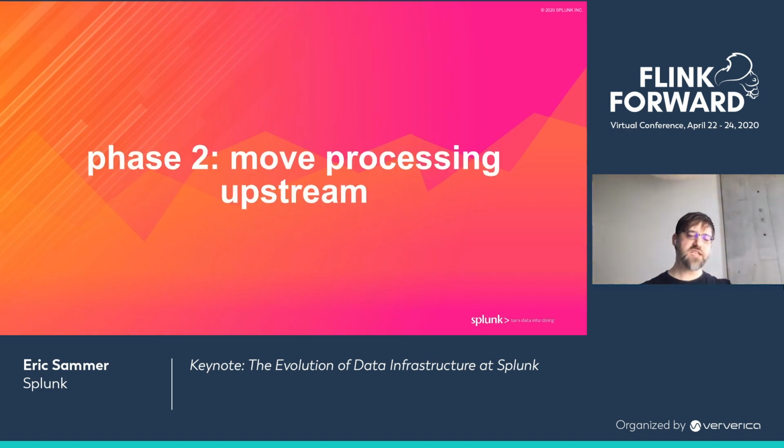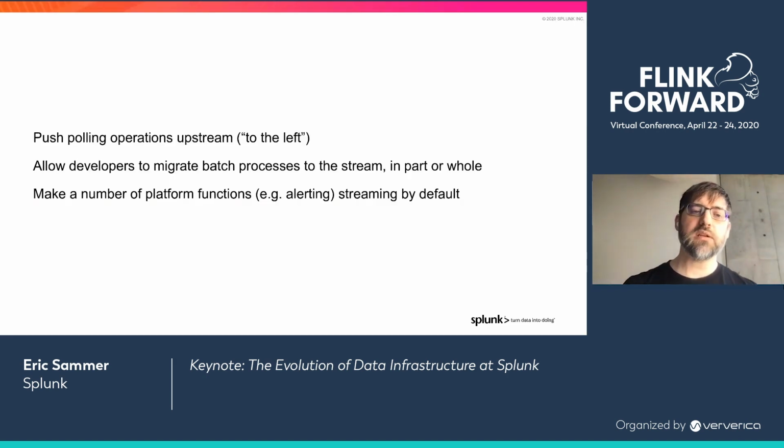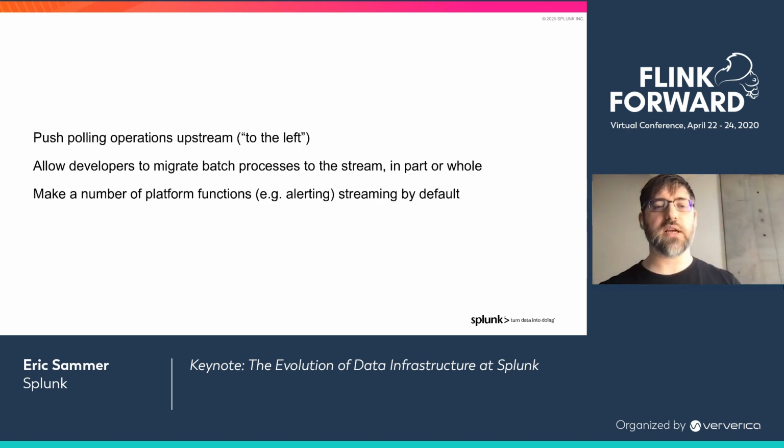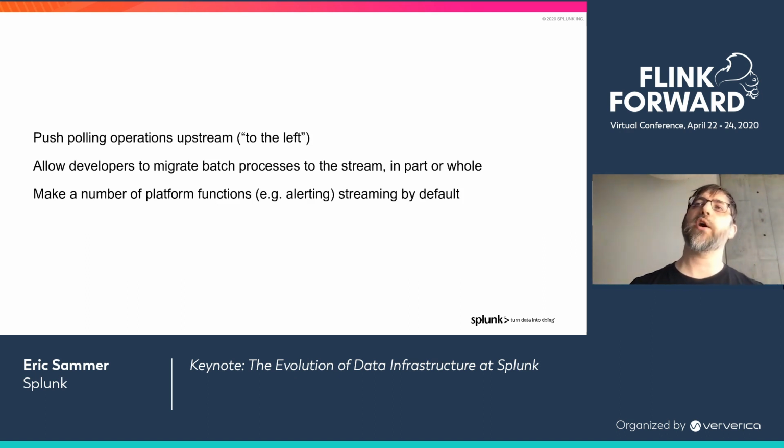So with the ingest-time stuff in place, we can now focus on moving all of our application processing that is currently expressed in batch jobs upstream, because we have a place to move it. Really, what we're talking about here is pushing those polling operations upstream, or to the left in that architecture diagram, giving developers a way to migrate those batch processes to the stream, either in part or whole. I think this is interesting because some stuff makes sense to do at query time, but there are cases where we can make that life substantially easier.